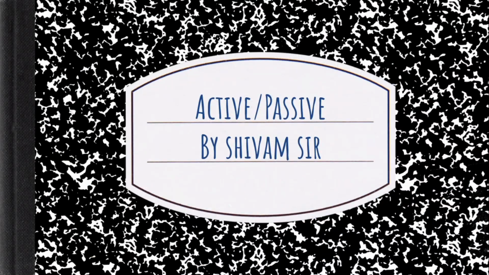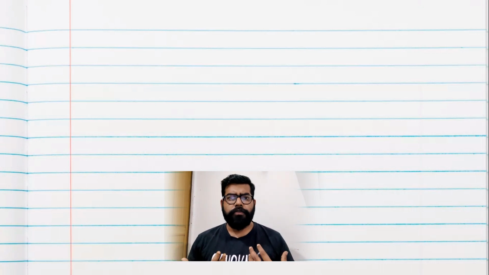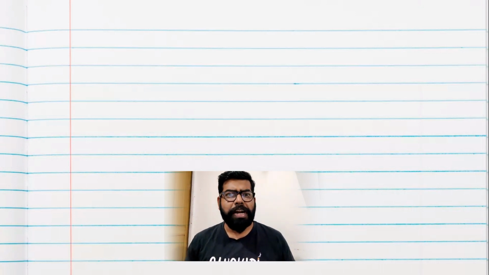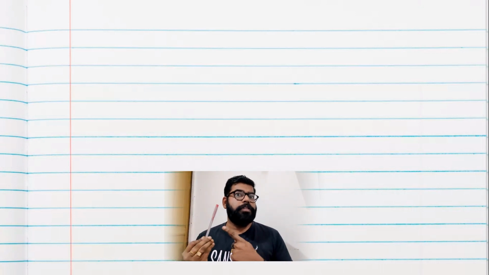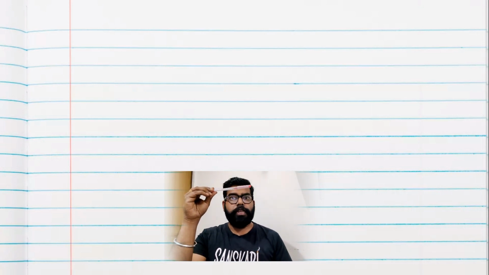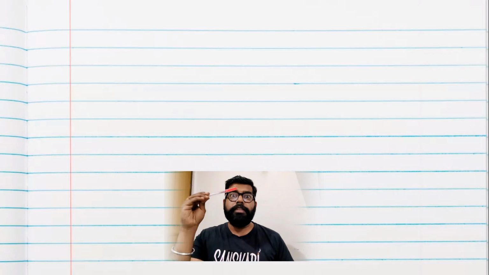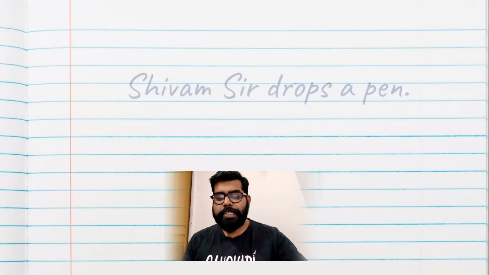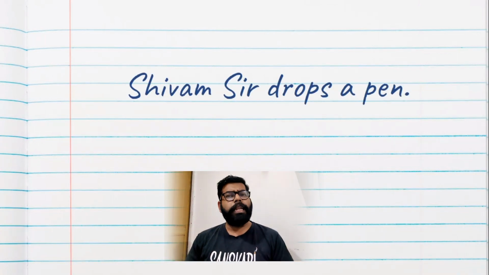So today we'll tackle active-passive voice. Now imagine whatever is happening in front of you, not imagine actually, whatever I'm doing in front of you, try to frame it into a sentence. So this is a pen and I'm Shivam Sir. So what if I'm doing this? If you want to frame this in a sentence, obviously you'll say that Shivam Sir drops a pen.